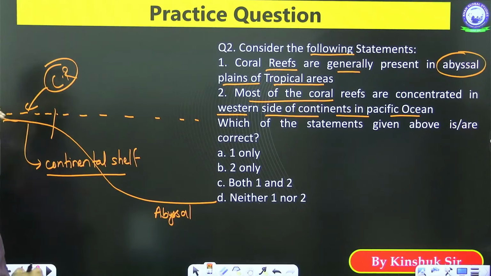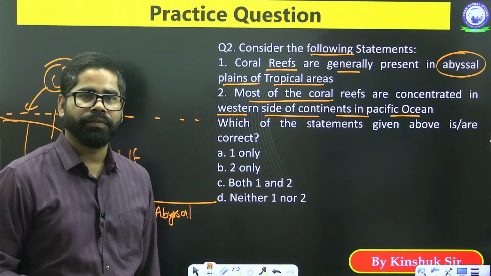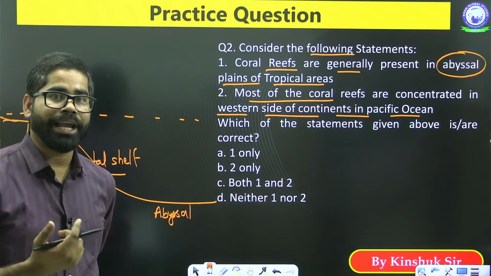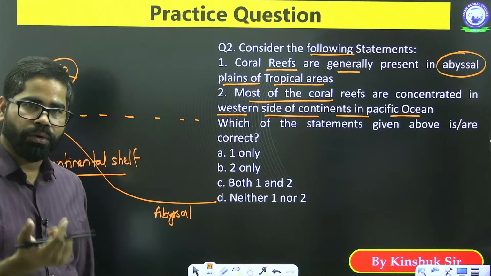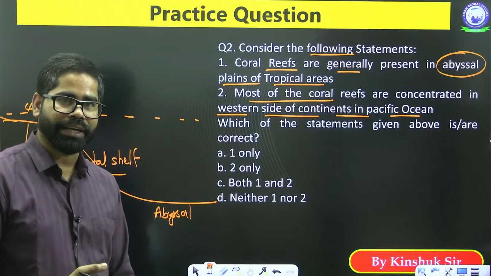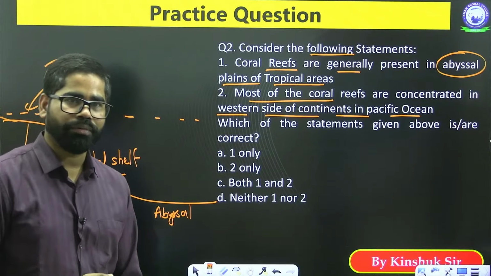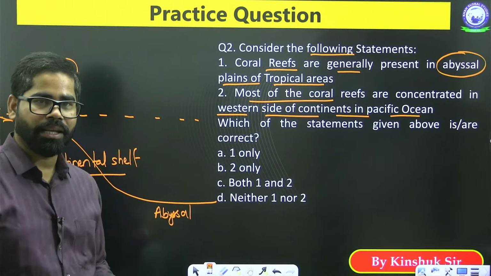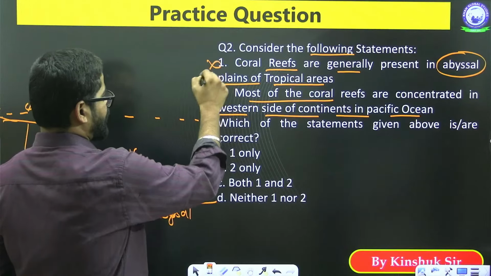Coral reef are present in the continental shelf area, which are having lower depth, or which are the shallow regions. So the coral reef, they are mostly concentrated in the shallow regions of the oceans, not the abyssal plains. This is the area of abyssal plain. So first option is incorrect.